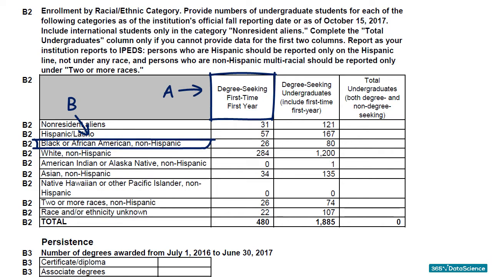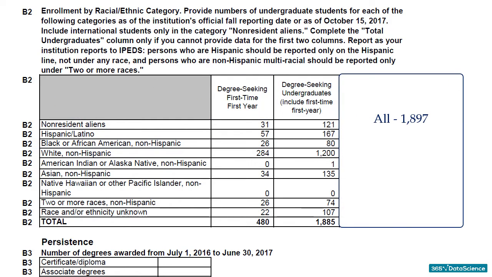Let event A be for a degree-seeking first-time first-year student, and event B being Black or African American non-Hispanic. For convenience, we're going to refer to elements of A simply as first years and elements of B as Black. Since we have a total of 1,897 students and 480 of them are first years, then the probability of being a freshman equals 480 over 1,897, or 0.253. This suggests that approximately 25.3% of the student body are freshmen.